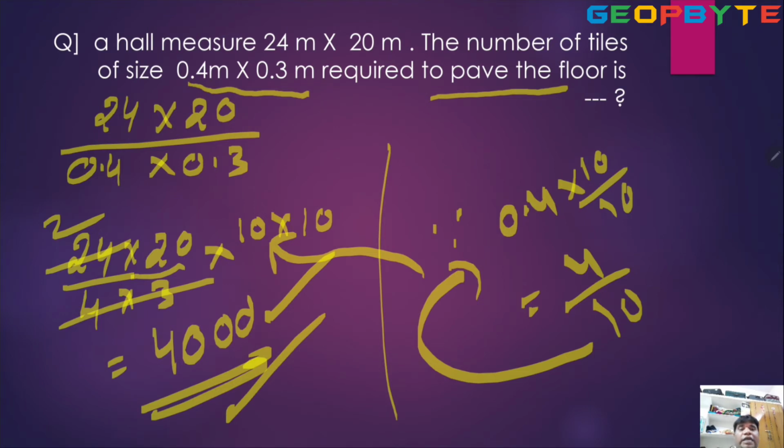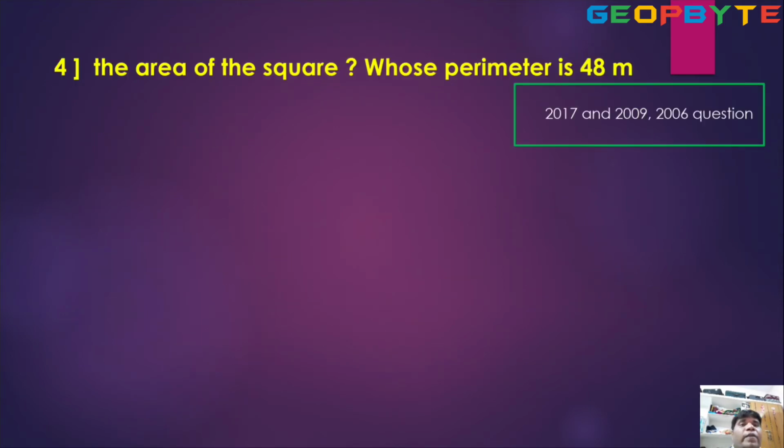Okay, now next, the area of the square whose perimeter is 48. 3 times question, 3 times given.